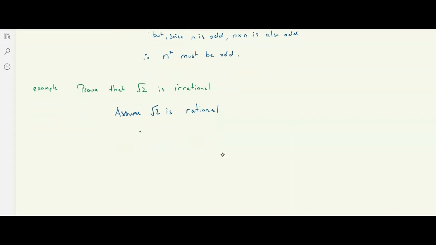Well, what that means is therefore root 2 is equal to some m over n, where m and n are integers and are coprime. So that means there's no common factors. So it's in simplest form. Okay. So if this is the case, then what would we do? We could just square both sides. So we could get 2 is equal to m squared over n squared.